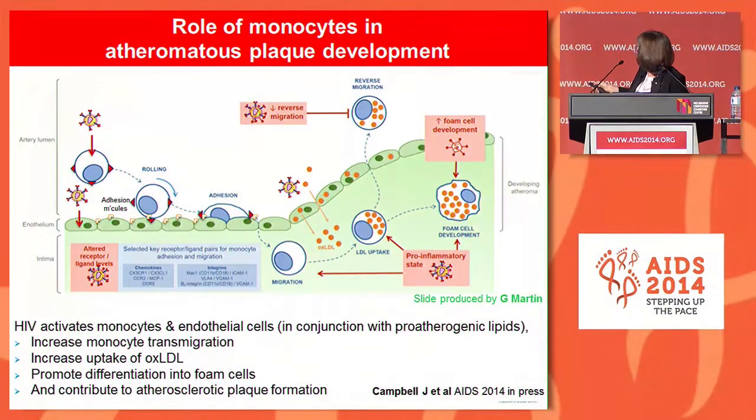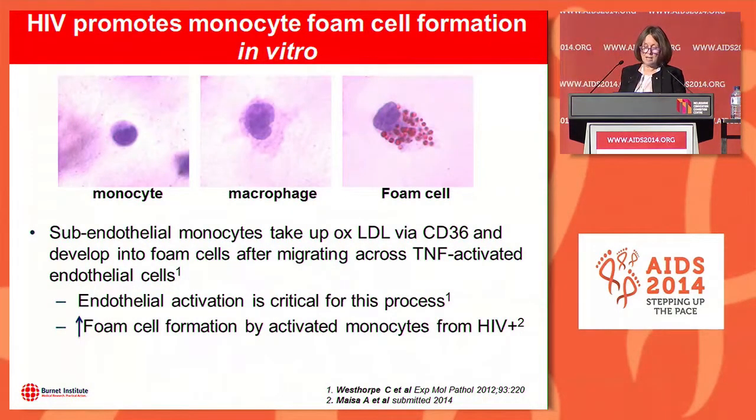There's also an increased transition or differentiation of these lipid-containing monocytes into foam cells, which is exacerbated by HIV. Just some in vitro data from our lab shows that HIV does promote the formation of monocytes into foam cells in vitro after these cells migrate across an activated endothelium. It was critically important that the endothelium was activated and also that HIV was shown to augment this process.